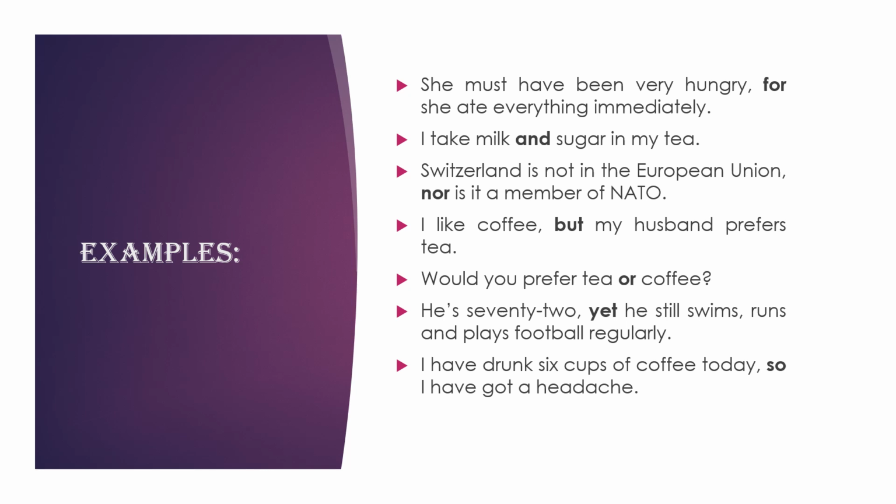The fancier version of but, if we may call it. So he swims, he runs in spite of the fact that he's 72. So there's a contrast in the activities that the person is performing and in his age. And then or offers choice, as we said, tea or coffee. And is greedy, it adds 2 things. I take milk and sugar, so we are adding 2 components together.